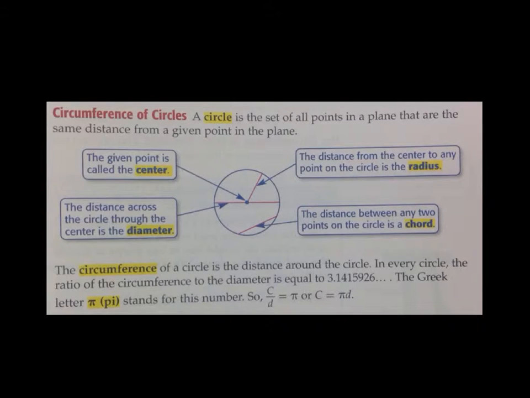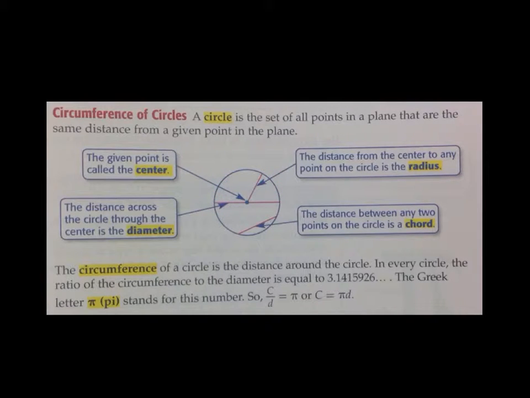Today's learning target is I can find the circumference of circles. Our focus today is going to be on circles. So, we're going to be working on finding the circumference of circles. Now, when we talk about circumference, the circumference of a circle is the distance all the way around a circle.